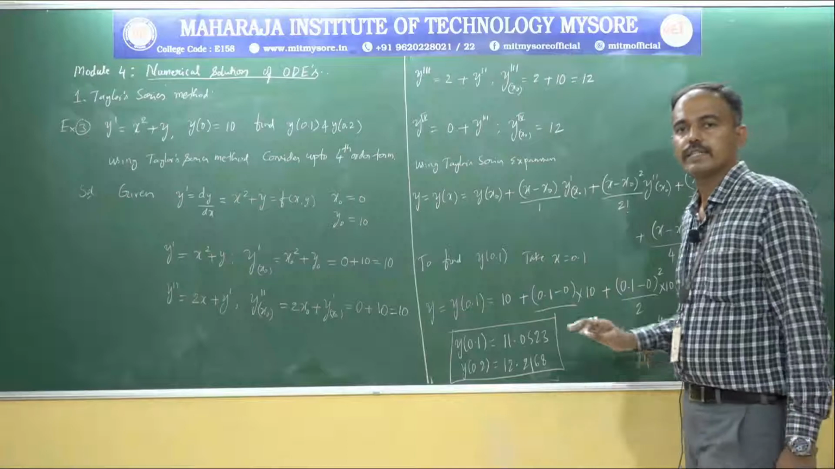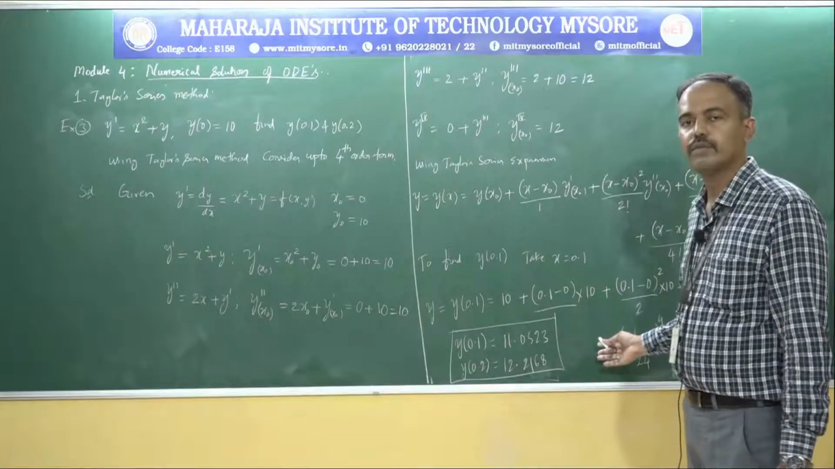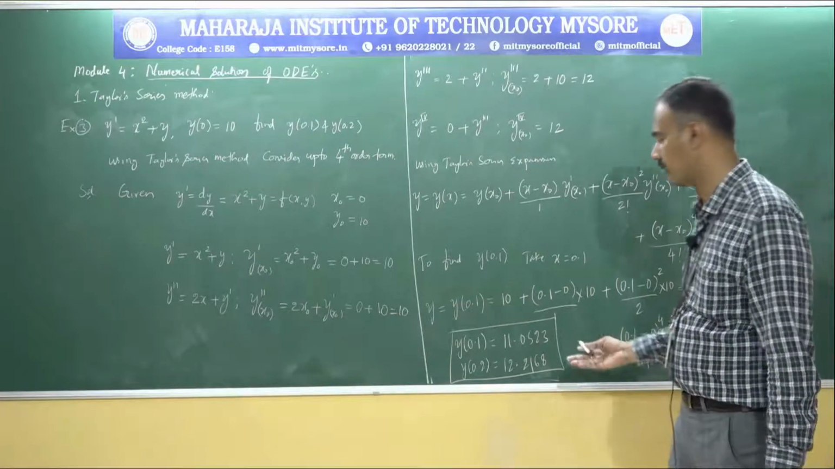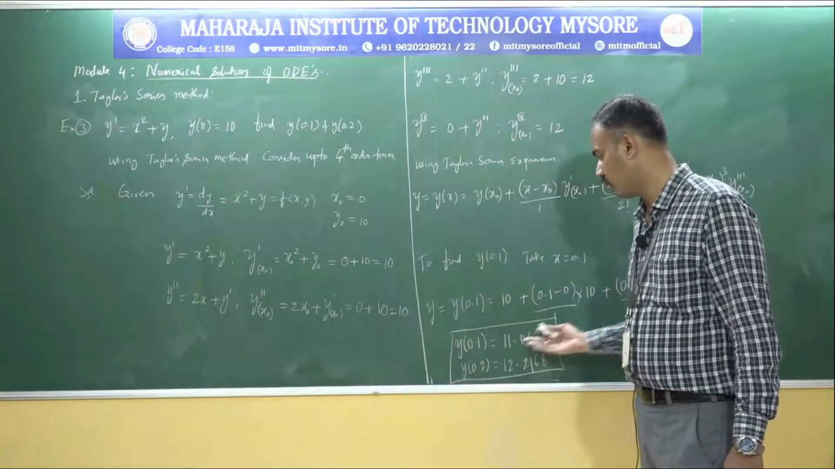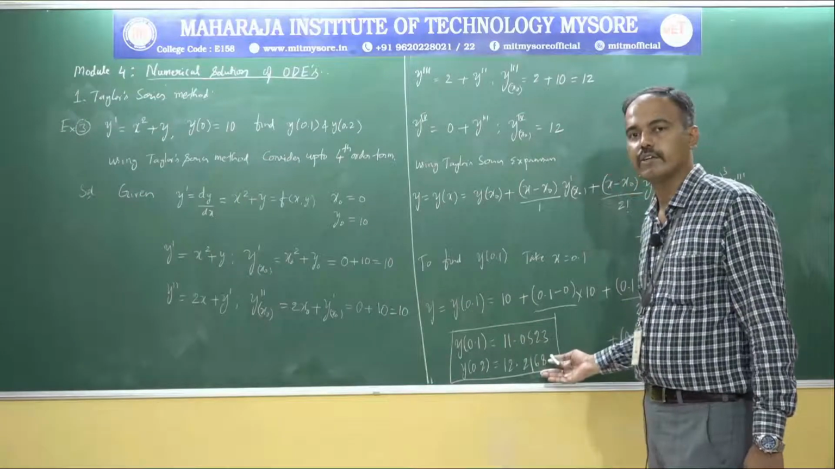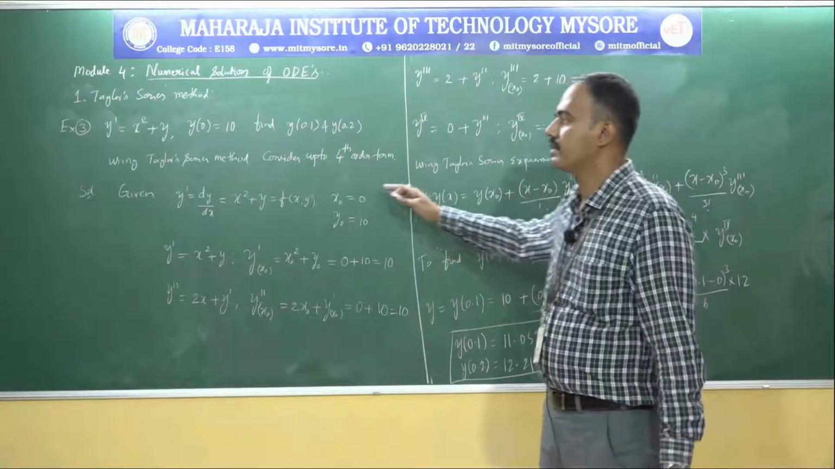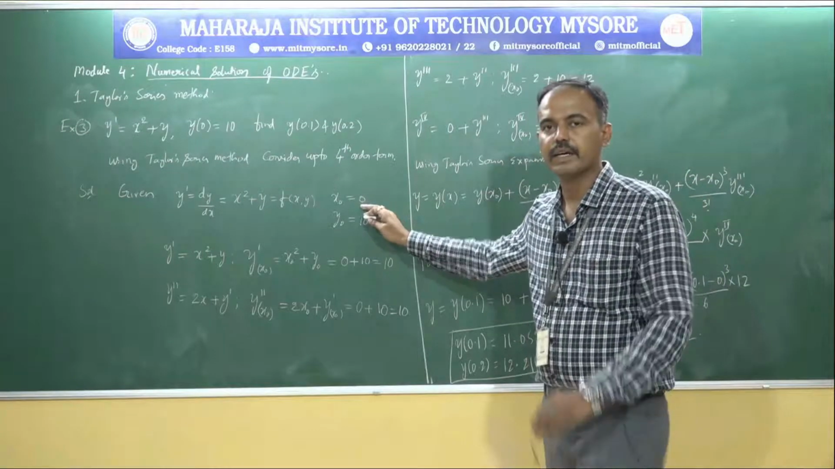One important observation is that we can estimate the y value at the particular points 0.1 and 0.2 with the help of Taylor series expansion. That will be the important thing.